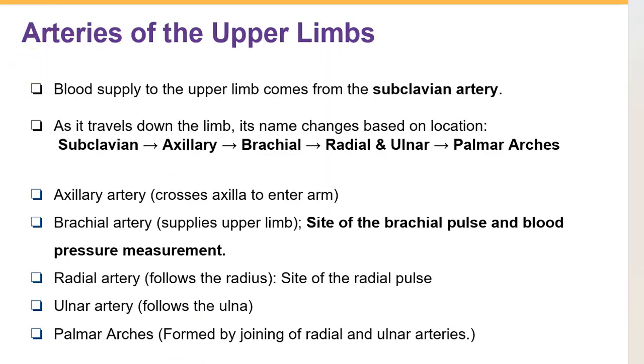Okay, so we talked about the subclavian artery, how it goes to the upper limb and then travels down to make the axillary artery in the armpit region, the brachial artery in the arm region, the radial and ulnar arteries in the forearm region at the lateral and medial sides, and then the palmar arches in our hand.